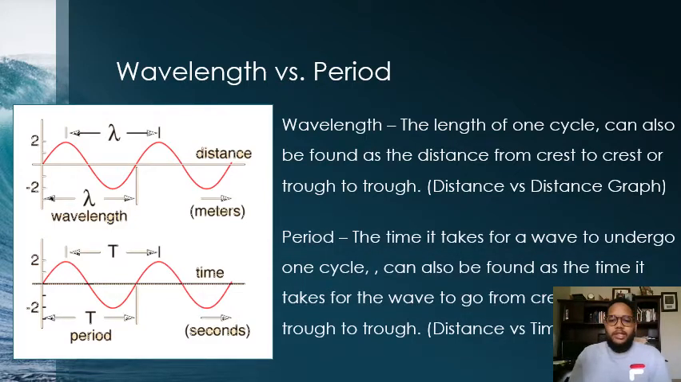The period is the time it takes for a wave to undergo one cycle. So it can also be found as the time it takes for the wave to go from crest to crest or trough to trough, and you find this on distance versus time graphs. So the only difference between finding wavelength and finding period is the type of graph that you're looking at. We're mostly going to be dealing with wavelength, and that is going to be a distance versus distance graph. How much it's going up and down versus how much it's going across.